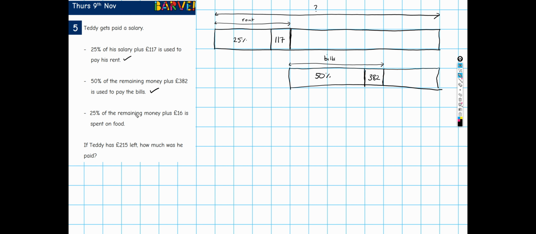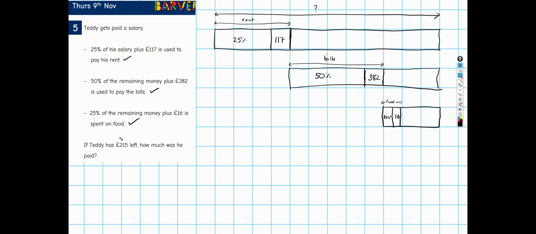Right, and then guess what's going to happen now? I'm going to redraw this remaining block again. Okay, and then what are we told? 25% of the remaining money plus £16 is spent on food. So let's say that that is the 25%, and then we're going to have an amount that's 16. Okay, and this is food. I don't need really to mark this in, but you can just see what's going on. Okay, so I've got that bit of information.